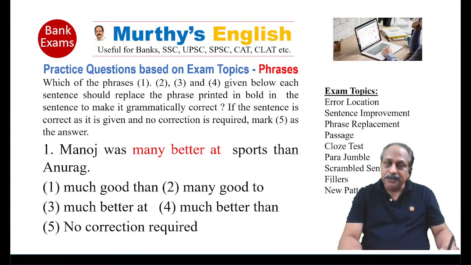We have 5 questions based on phrases. Whatever you see in red may be right, may not be right. If it is right, like cooked deliciously, why deliciously here? No correction required. But if you think it is not correct, choose one of the options. Manoj was many better at sports than Anurag. Much good than. Already than is there.